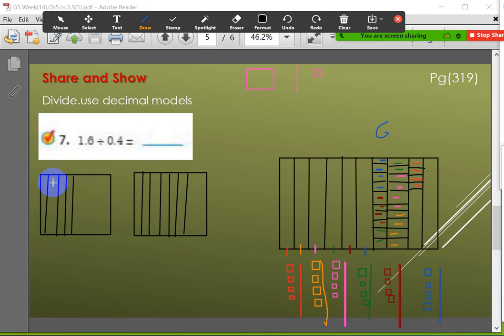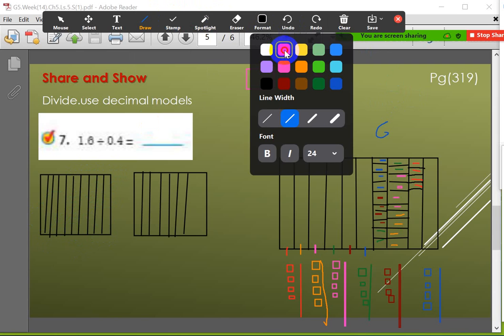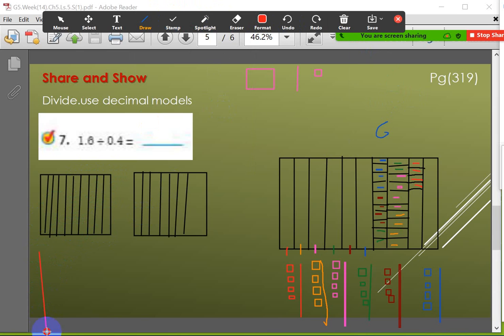1, 2 and 3, 4, 5. Okay. Now I want to divide 1.6 by 4 longs, so it will be 4 longs. Very easy, this one. 1, 2, 3 and 4. So this is the divisor.